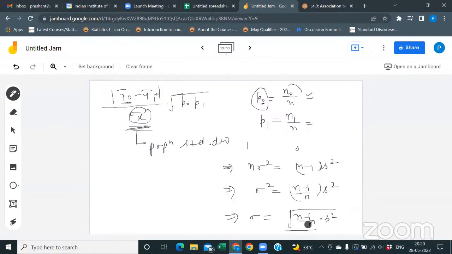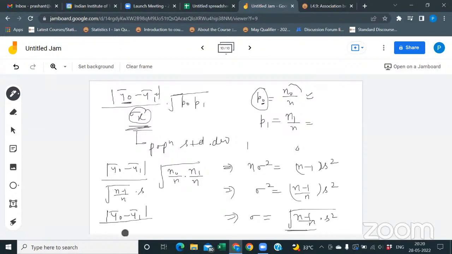So when you put this value here, what will be this one? Square root of n minus 1 divided by n into s. And your p naught is n naught divided by n, into n1 by n. Then this formula will be divided by s, it will be n naught into n1 divided by 1, and it will be cancelled out by this one. It will be this. Got it, yes.